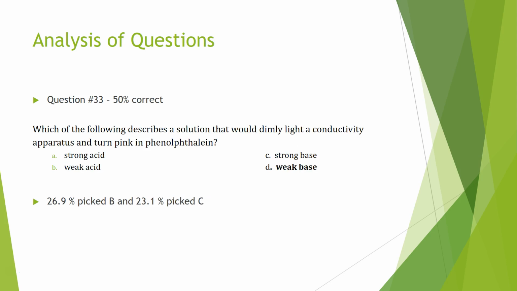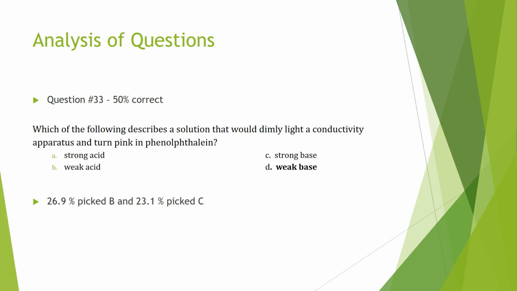The next question, number 33, they actually had to identify two different properties. One would have been how these substances change in the presence of phenolphthalein, the acid versus the base, and then also how they affect a conductivity apparatus. And so the students either identified one or the other property correctly.